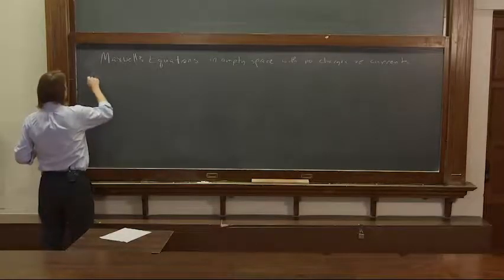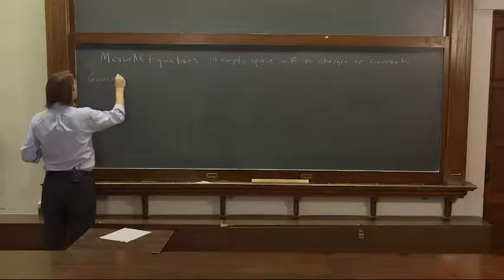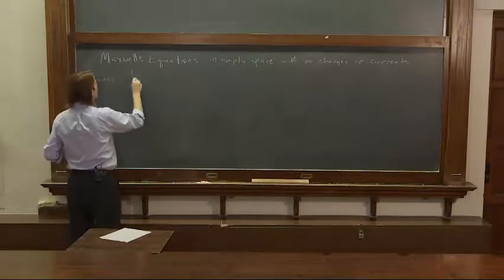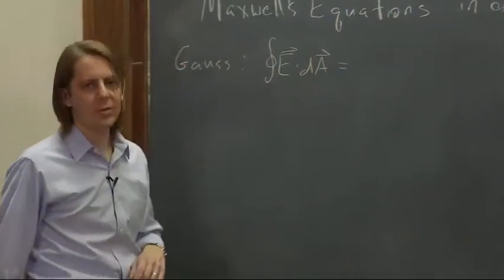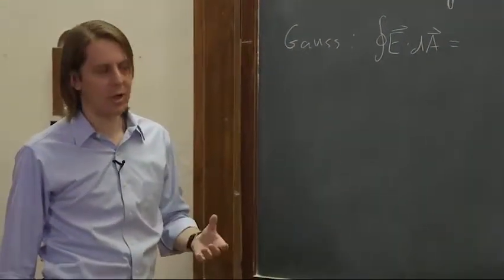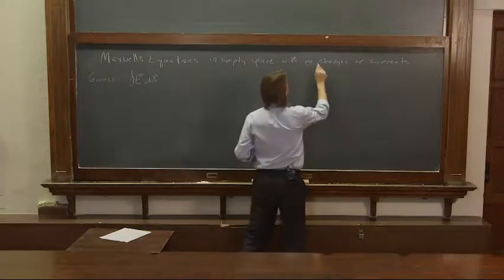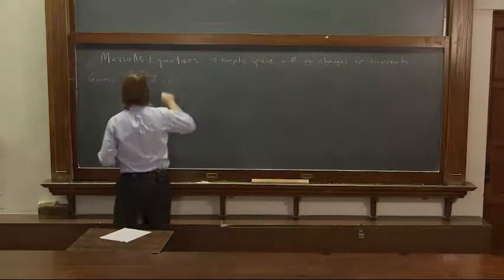So you'd start with Gauss's law. Gauss says the integral of E dot dA around a closed surface, normally you would say it equals the charge enclosed over epsilon naught, but I said no charges, so it's equal to 0.